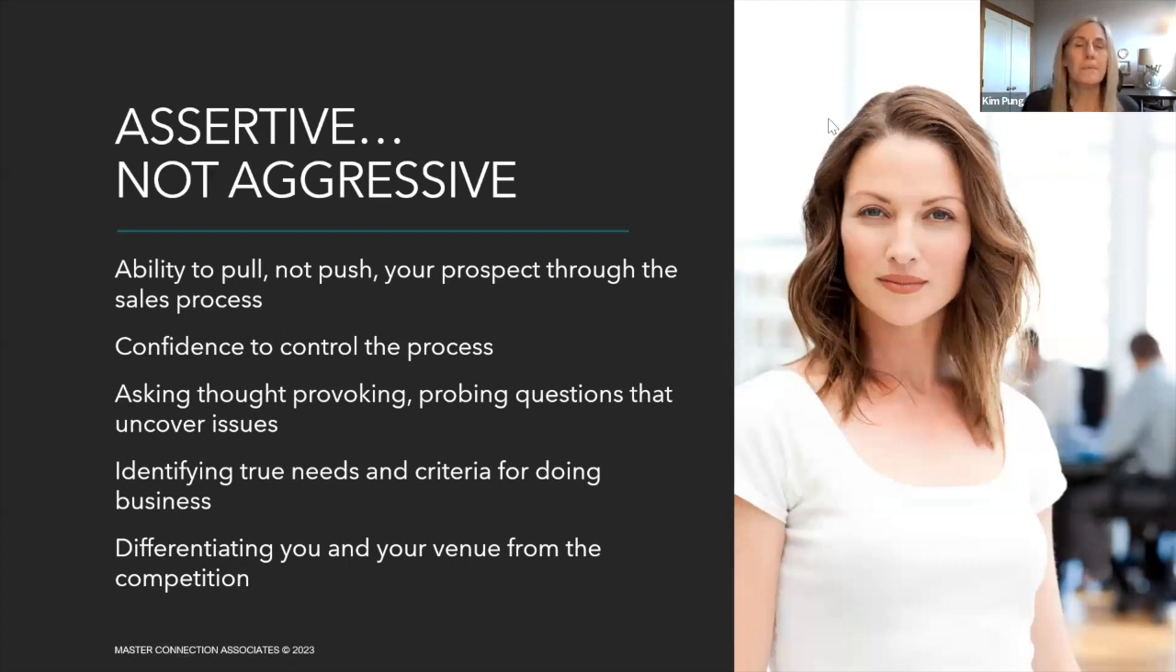So it's all about being confident, expressing confidence, being assertive, but coming with empathy. And when you come with empathy, it doesn't come across as aggressive. It comes across as interesting. So it's our ability to pull our prospects through the sales process, not push. And I like to use the analogy of a string.